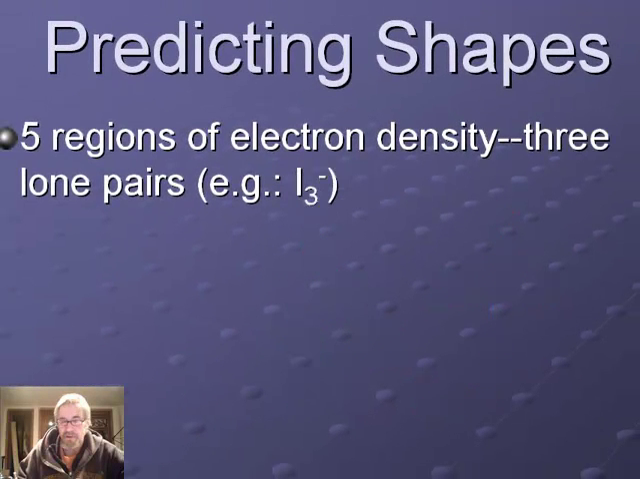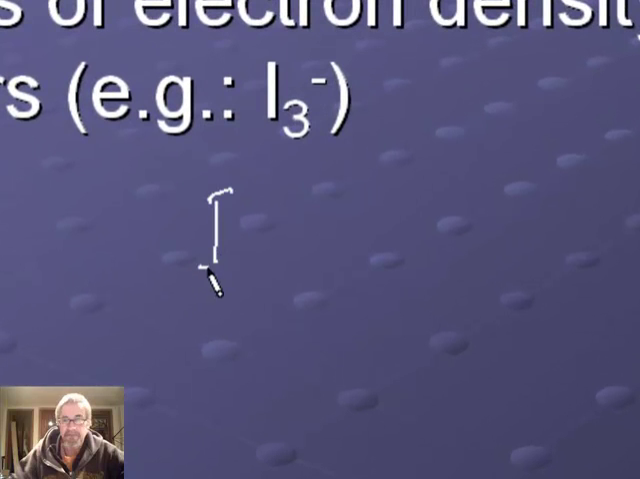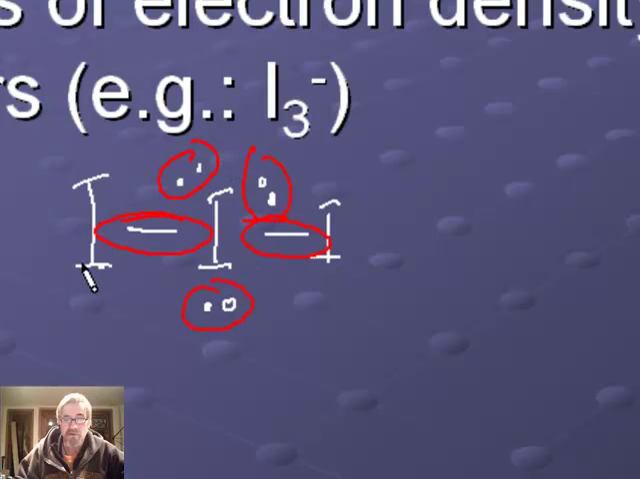It is possible to have 5 regions of electron density with 3 lone pairs. I3- is an example of that. Iodine, 2 outside iodines, and with this shape you end up having 3 extra electron pairs on the central atom. So you have 5 regions of electron density, 3 lone pairs, and 2 bonds. In that trigonal bipyramidal arrangement, remember there's more room in the equator, so here's what you end up with.